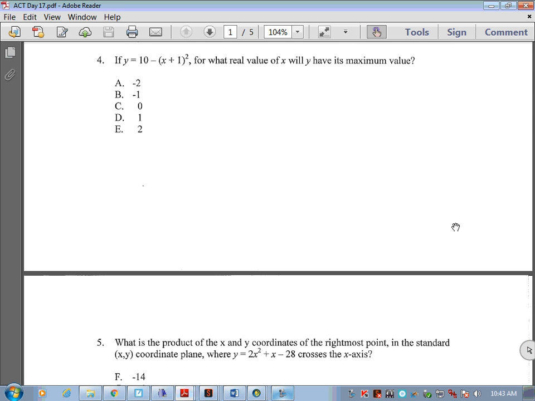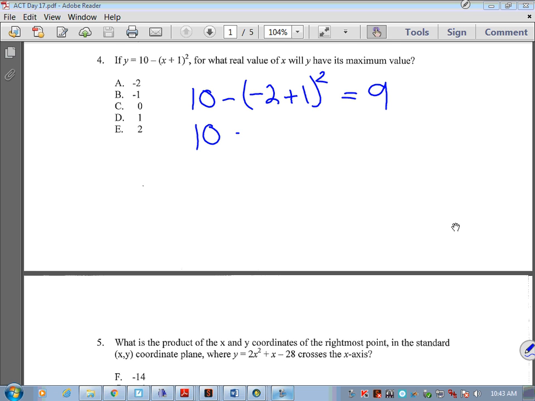If y equals 10 minus x plus 1 squared, for what real value of x will y have its maximum value? What I did with this is I just plugged values in and saw what's going to give me the largest number. It doesn't take that much time to do. So, 10 minus -2 plus 1 squared. Well, -2 plus 1 is -1. -1 squared is 1. 10 minus 1 is 9.